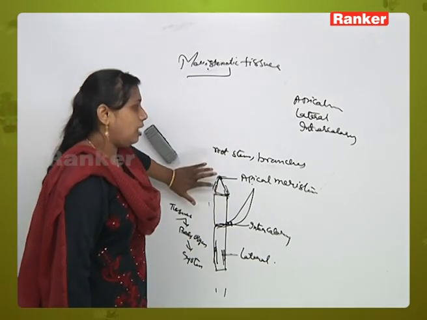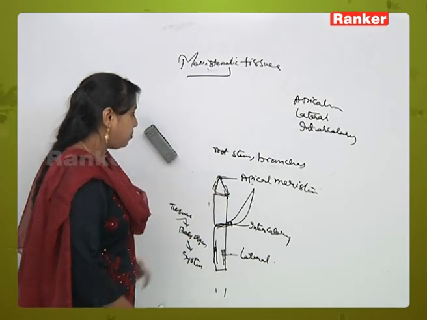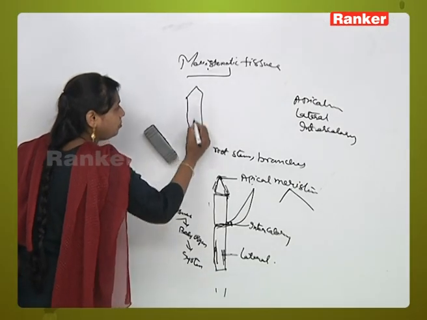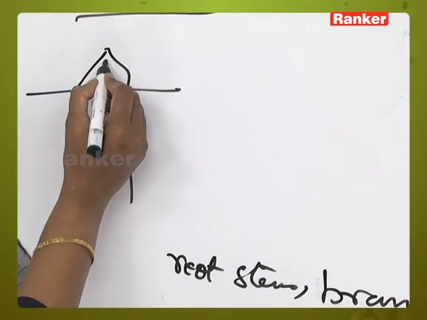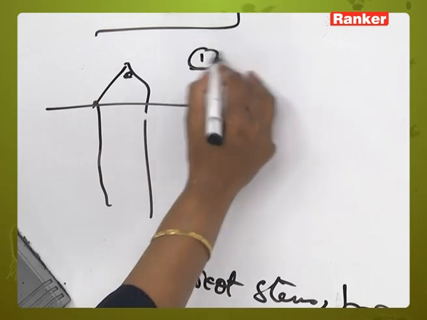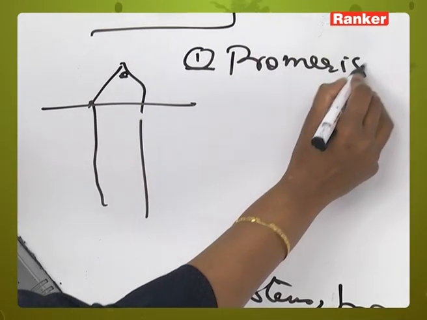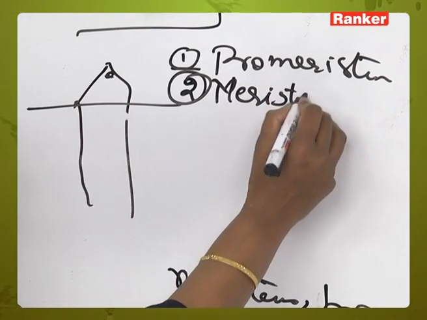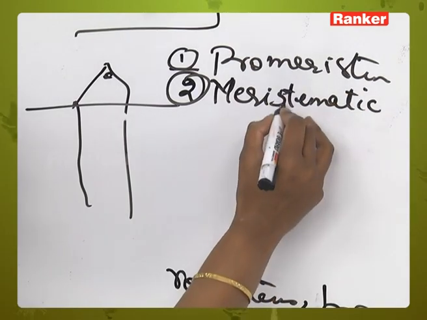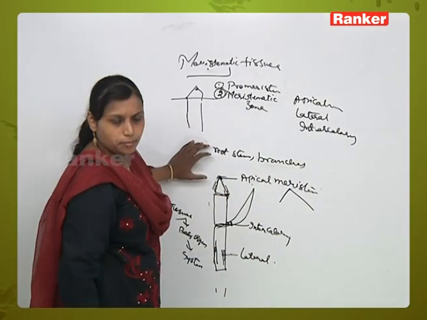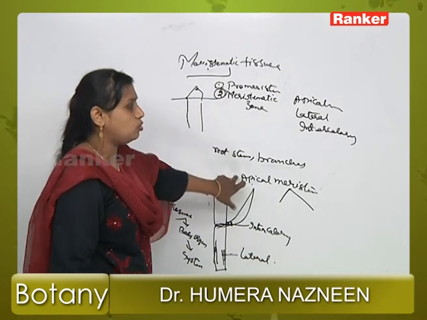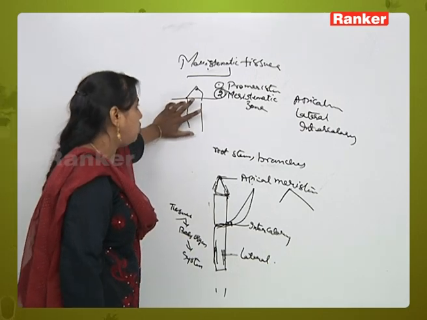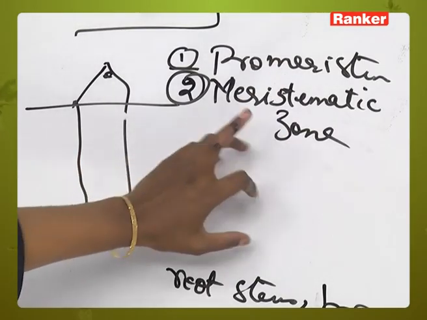These apical initials will undergo division. This apical meristem has two more parts. Here, this is the apical meristem, and you have two sections. The first one is called promeristem and another one is the meristematic zone. So, apical meristems, which are present almost at the tips of the roots, stems and branches, are divided into two zones: the promeristematic zone, promeristem, and the meristematic zone.